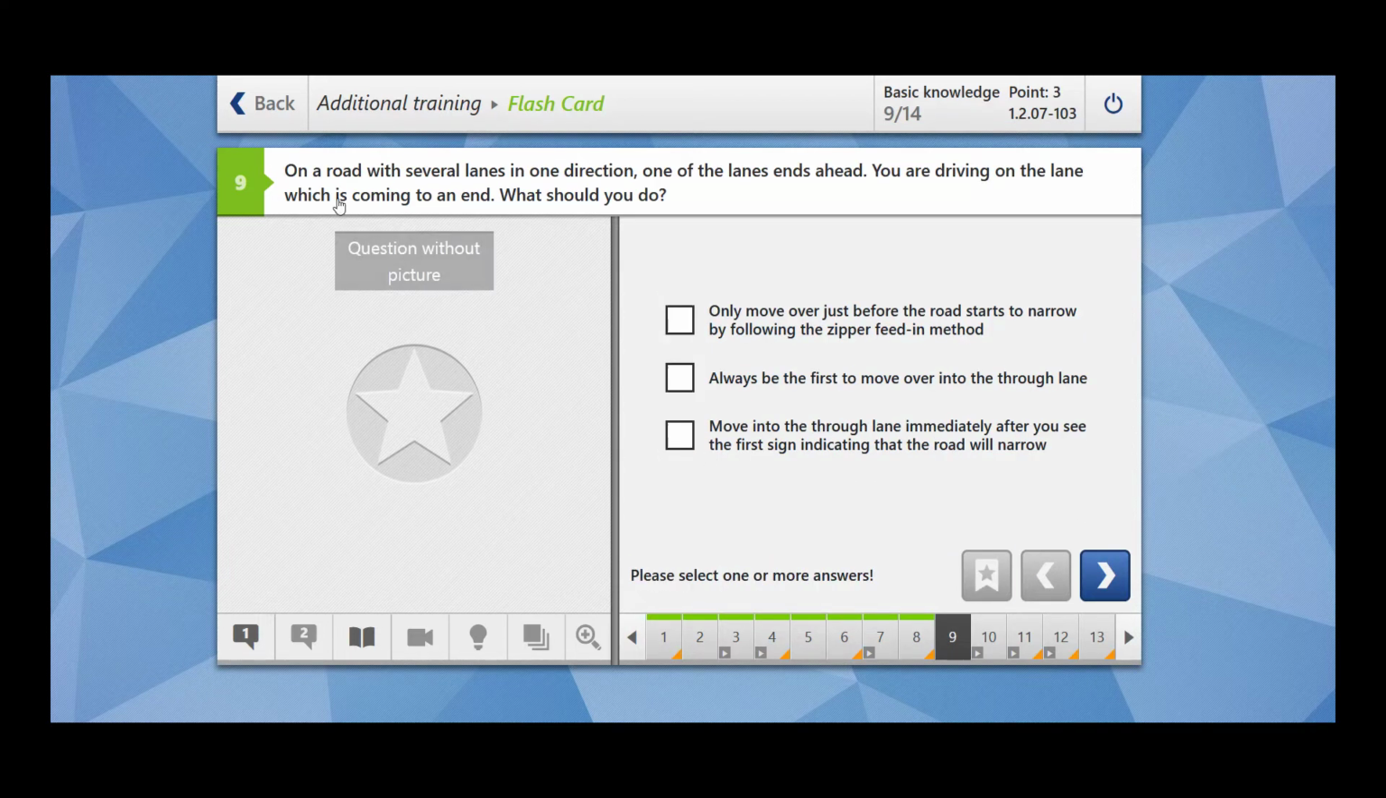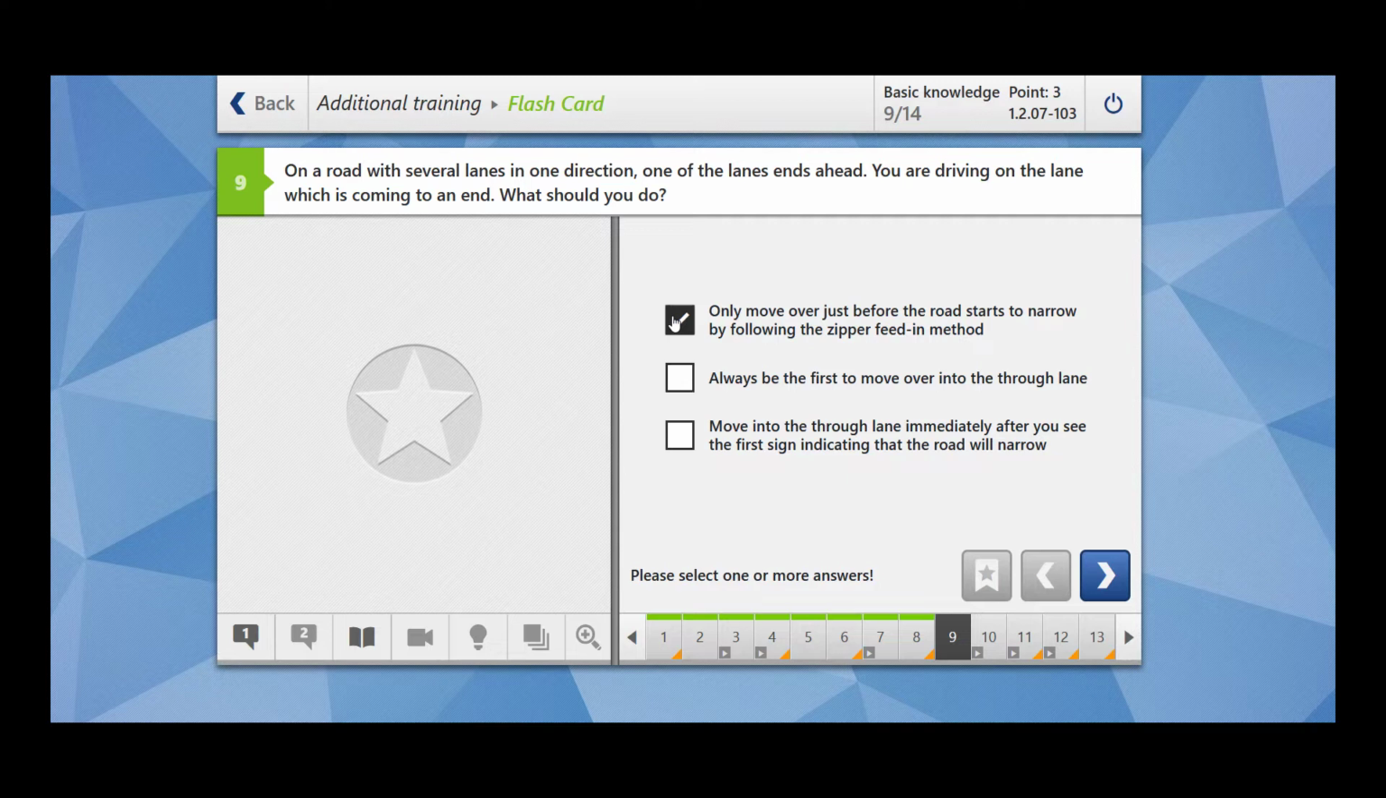On a road with several lanes in one direction, one of the lanes ends ahead. You are driving on the lane which is coming to an end. What should you do? So now you are on the lane which is about to end. What do you have to do? Only move over just before the road starts to narrow by following the zipper feeding method. This is correct. We have also discussed in the previous question that you have to continue driving till it is possible for you.